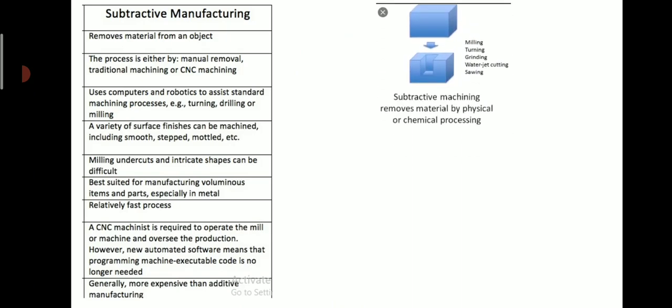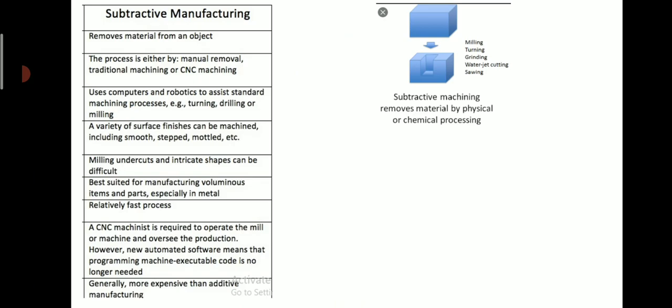Milling undercuts and intricate shapes can be difficult in subtractive manufacturing. This type of manufacturing is best suited for machining voluminous items and parts, especially in metal. Such manufacturing is a relatively fast process, and a CNC machine is required to operate the mill or machine and oversee the production. However, new automated software means that programming machine-executable code is no longer needed. Generally, these processes are more expensive than additive manufacturing.